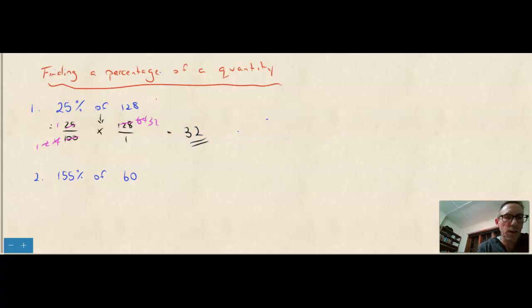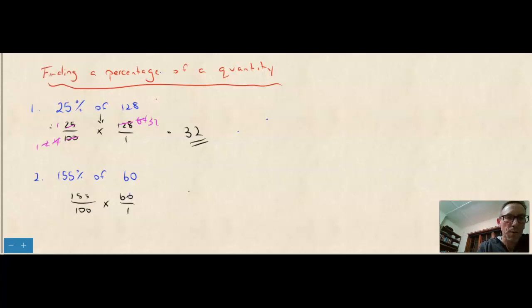Okay, let's have a look at the second example. 155% of 60. So this is 155%, which I write as 155 over 100 times 60 over 1. Think about this. 100% of 60 would be 60. So I'm going to get a number that's more than 60, but less than 120. Okay, let's do some simplifying here.